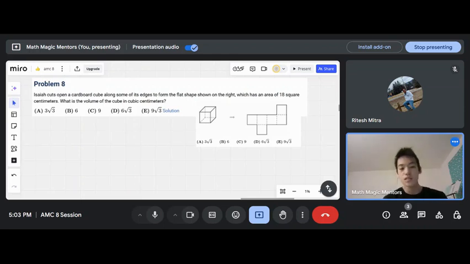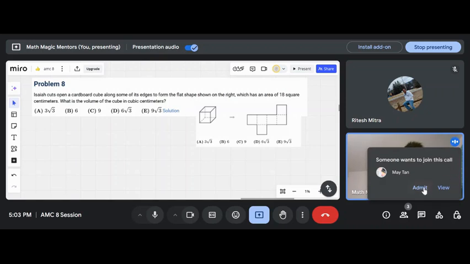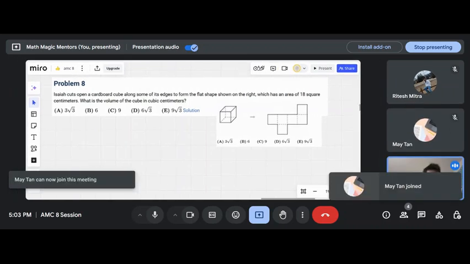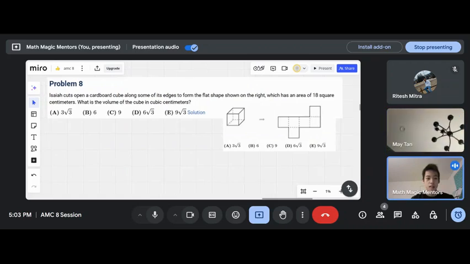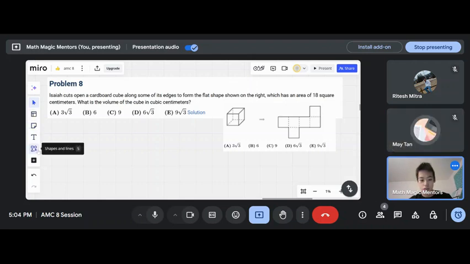Okay, so the diagram on the right shows us a cube and the faces that result when you cut open the cube. What you get is something like two L shapes kind of stuck together. And the problem tells us that this shape right over here has an area of 18 square centimeters.